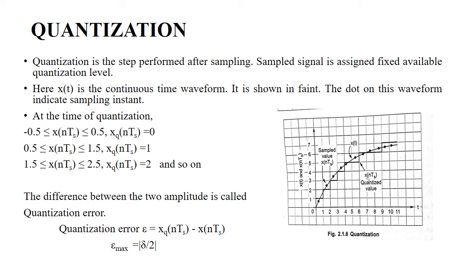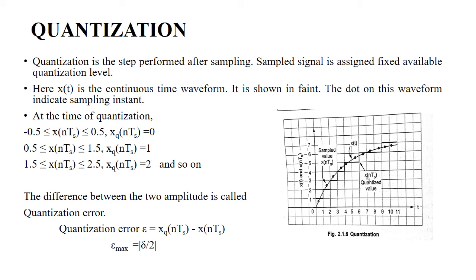At the time of quantization, the sampled amplitude will be mapped to the nearest quantization level. So if -0.5 is less than or equal to x(nTs) less than or equal to 0.5, then xq(nTs) is equal to 0. Next, if 0.5 is less than or equal to x(nTs) less than or equal to 1.5, then xq(nTs) is equal to 1. The last one, 1.5 less than or equal to x(nTs) less than or equal to 2.5, we will get xq(nTs) equal to 2 and so on.